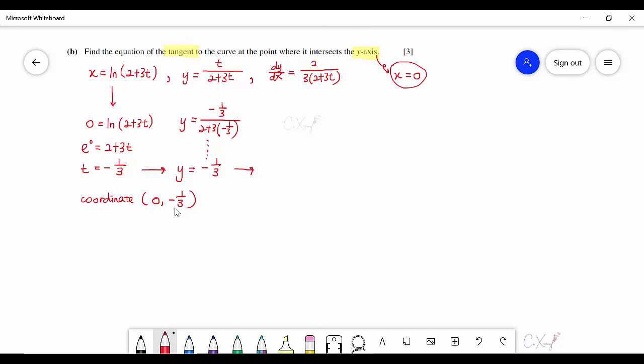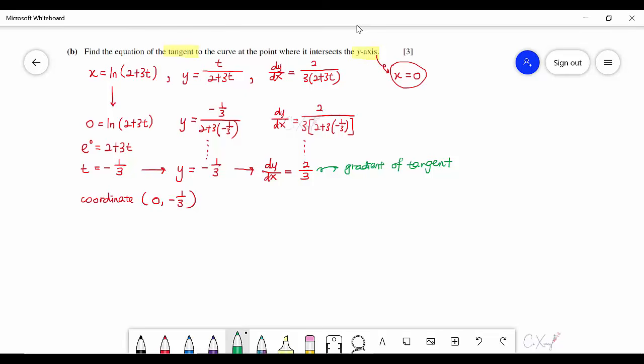You want to get the gradient. So the gradient of tangent is dy dx. So again, you substitute the value of t into the dy dx. So you're having 3, then 2 plus 3, negative 1 over 3. Okay, so if you continue, your dy dx will be 2 over 3. Please take note that this particular value itself is actually the gradient of tangent.